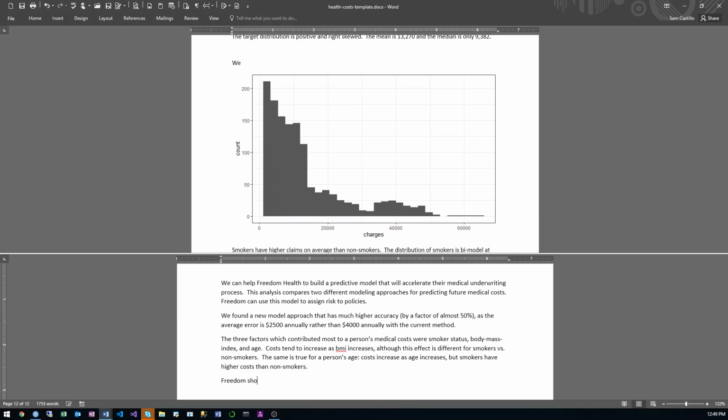Freedom should have a way of telling if a policyholder is a smoker or not prior to making an underwriting decision, as this has a significant impact on their future costs.